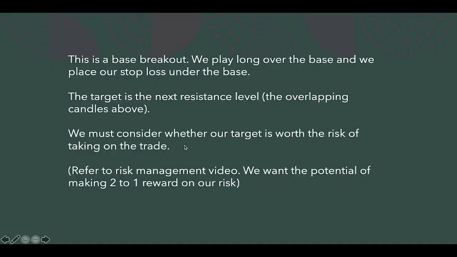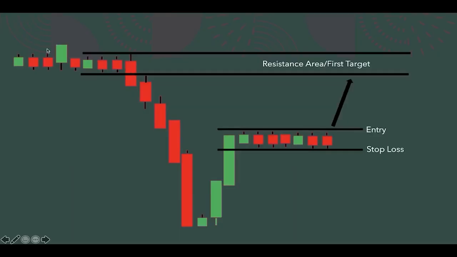We must consider whether our target is worth the risk of taking on the trade. We just talked about assessing the stop loss and assessing where our targets are, and refer to the risk management video. We want the potential of making a 2 to 1 reward on our risk. So I hope this makes sense. This is just an example of how we could apply resistance and support, where we're looking at the next resistance level for our target, and then determining whether the trade is actually worth it, dependent on our actual entry and stop loss.